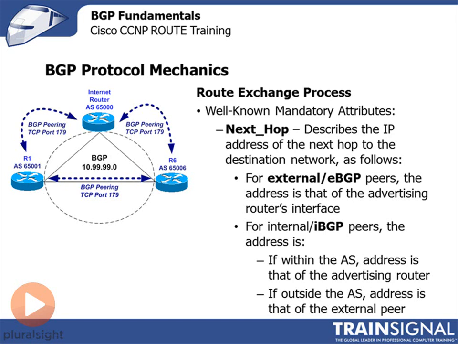Now this is where iBGP and eBGP are important to understand the distinction. For external eBGP peers, the address is that of the advertising router's interface. So in this case, if a route's being advertised from router 6 to router 1, the next hop IP address is going to be router 6's interface. For internal or iBGP peers, if it's coming from within the autonomous system, from one of the other iBGP routers, it's going to be that of the advertising router. If it's outside the autonomous system, it's going to point to whatever external BGP peer it's coming from. So that's an important distinction in how the next hop attribute is listed in BGP updates.